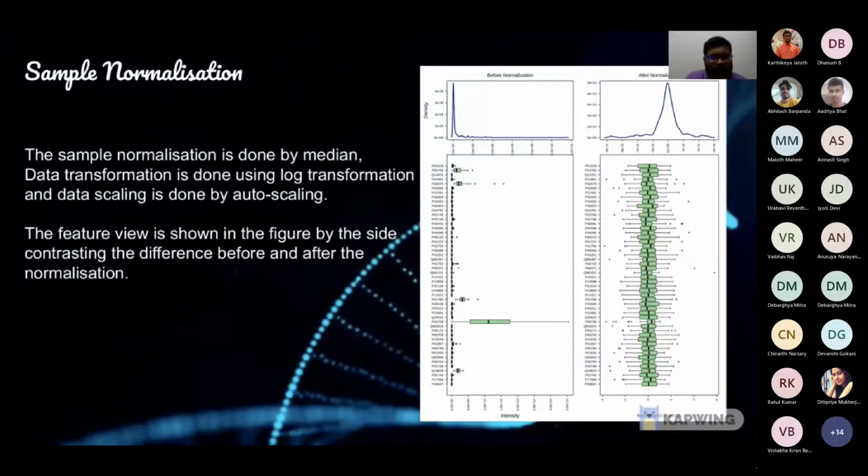Sample normalization. The sample normalization is done by median. Data transformation is done using log transformation, and data scaling is done by auto scaling. The feature view is shown in the figure by the side, contrasting the difference before and after the normalization. As we can see, after the normalization, the values are evenly spread.